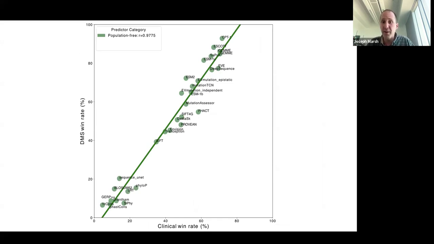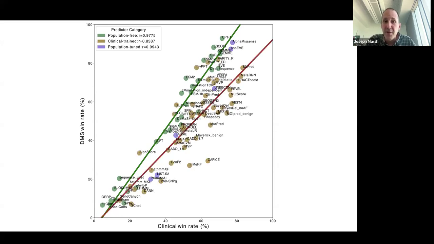What you see is actually almost a perfect correlation between the two. So how well you do in predicting disease mutations almost completely correlates with your agreement with these high throughput deep mutational scanning data sets. If you look at the population tuned models like AlphaMissense, again, they're a little bit shifted to the right. They do a little bit better on the clinical benchmark, but they're mostly pretty similar. But if you look at these clinical trained models, the ones that actually have seen known disease mutations, you get this large shift to the right in terms of increased clinical win rate.